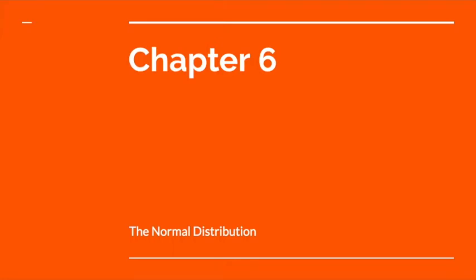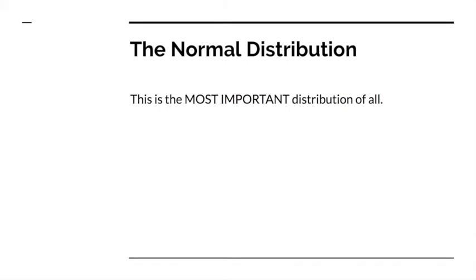In Chapter 6, we turn our attention to the normal distribution. The normal distribution is a continuous distribution like the ones that we talked about in Chapter 5, which were the uniform and the exponential distributions. However, the normal distribution is far more important than the uniform or the exponential.